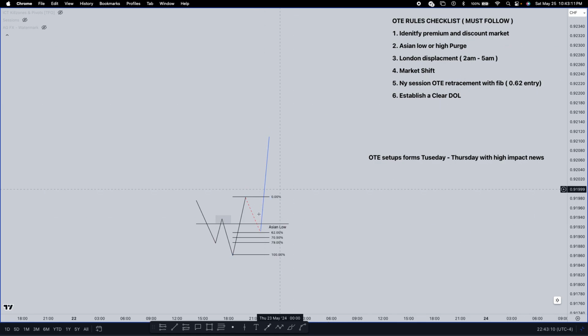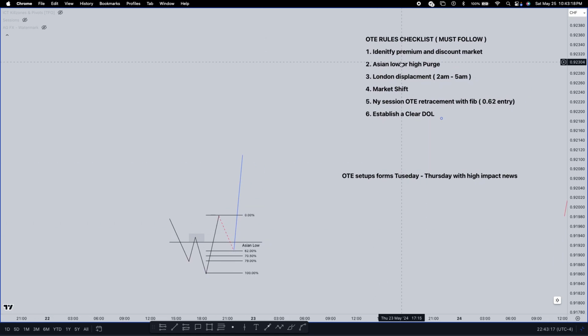So what's the next rule? New York session OTE retracement with the fib 0.62. So let's go over that one more time. We had price at discount, so we're trading below old lows. We're trading below previous day lows. We're trading below sell side liquidity. The second one is going to be Asian low or Asian high purge. On this instrument here, we had Asian low purge, so price ran below Asian low.